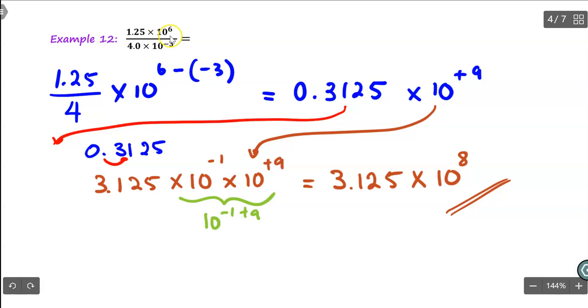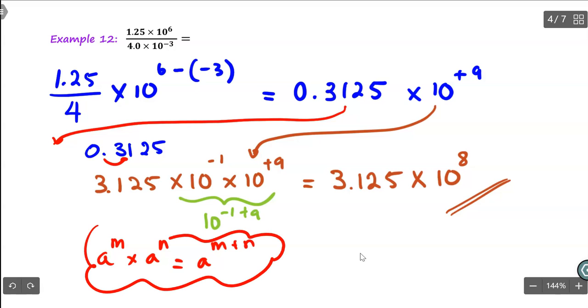So in this question alone, you have to use two formulas. You need to use the formulas for converting the number, and then you also have to use the formulas for the division as well.